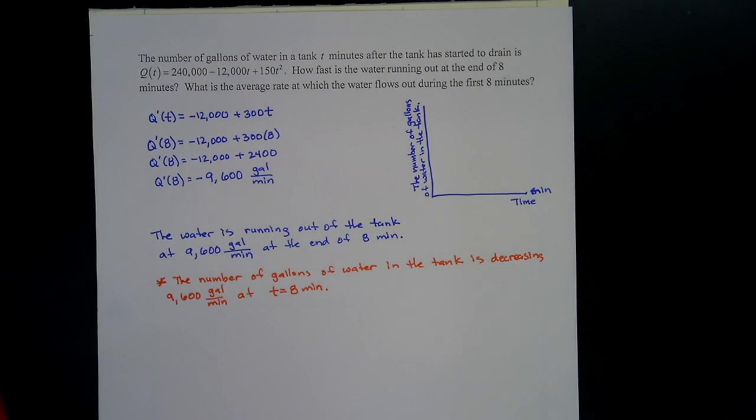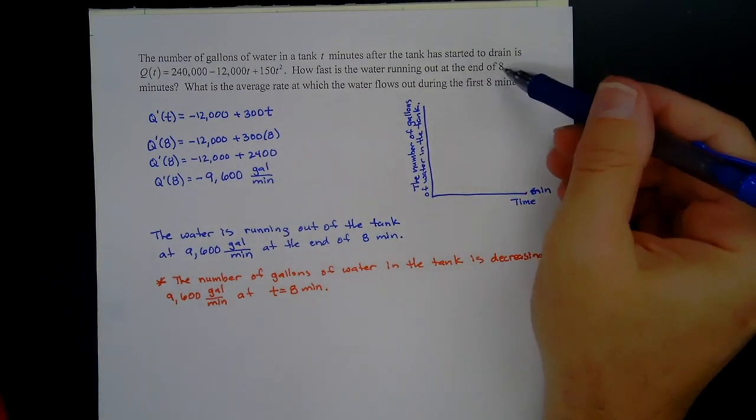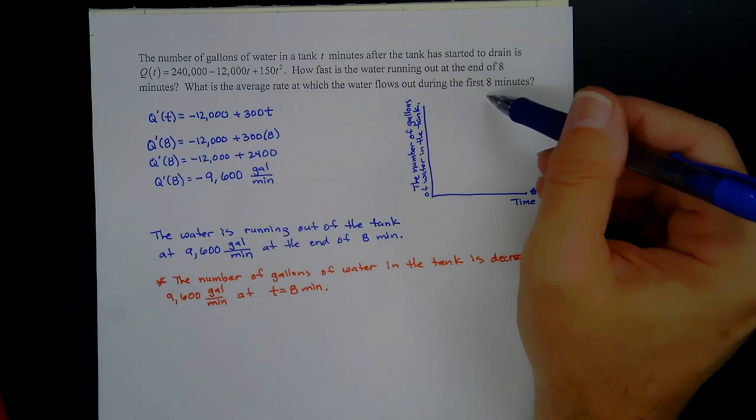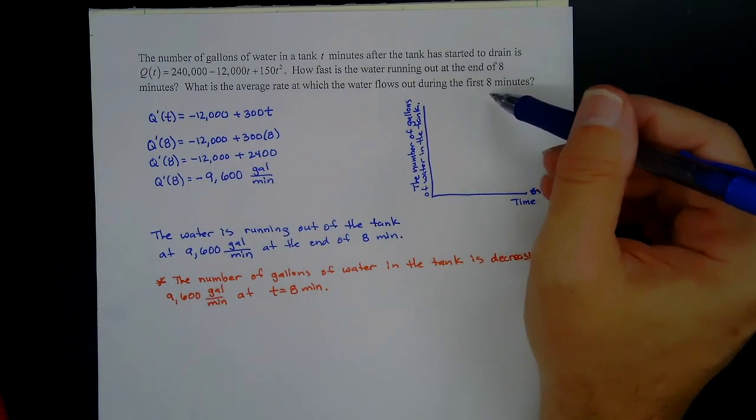Okay, now there's a second question here, and that is this. What is the average rate at which the water flows out during the first 8 minutes? So during the first 8 minutes, that's an interval of time, not a moment in time. This one was a moment in time. That's one reason derivative. This is an interval of time, okay? And it's equivalent to saying average velocity, okay?